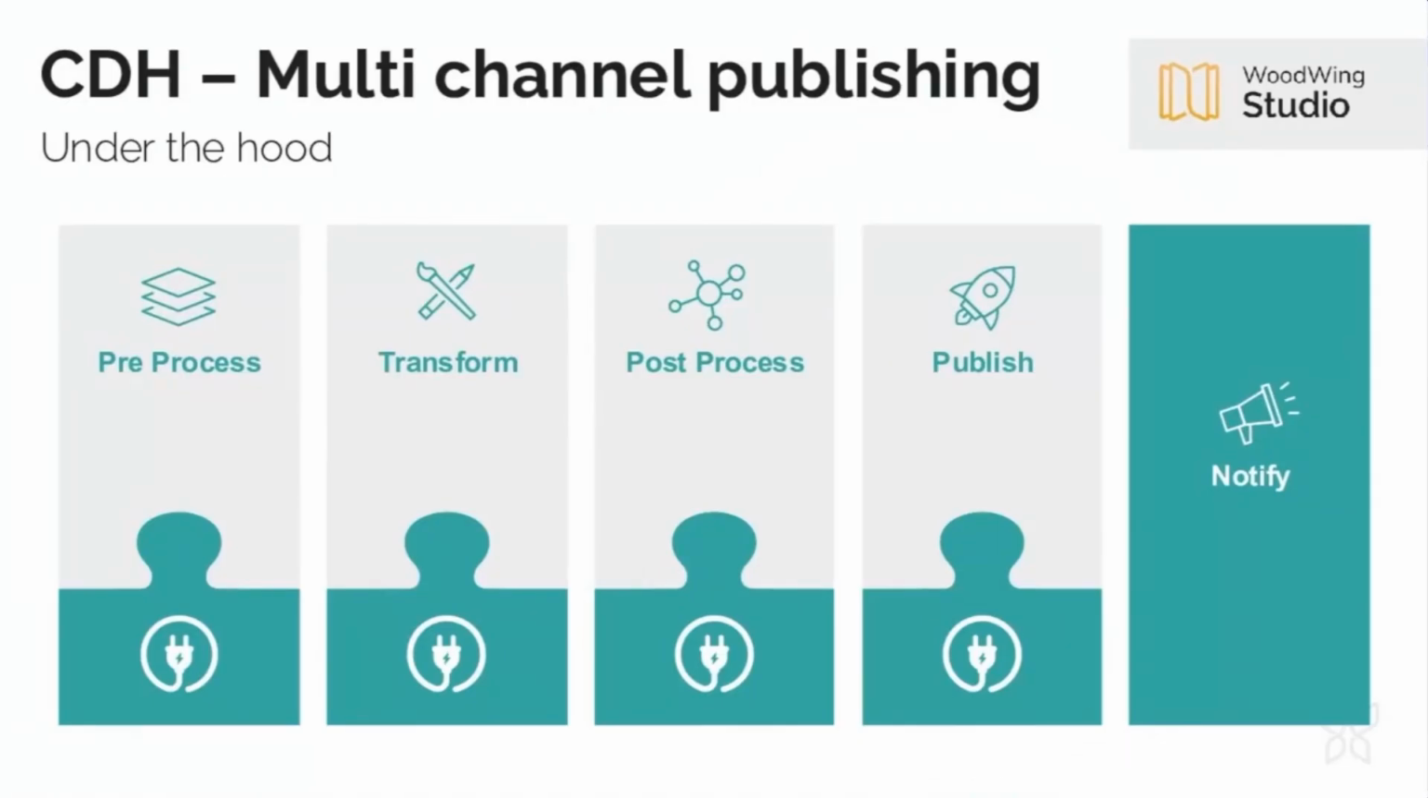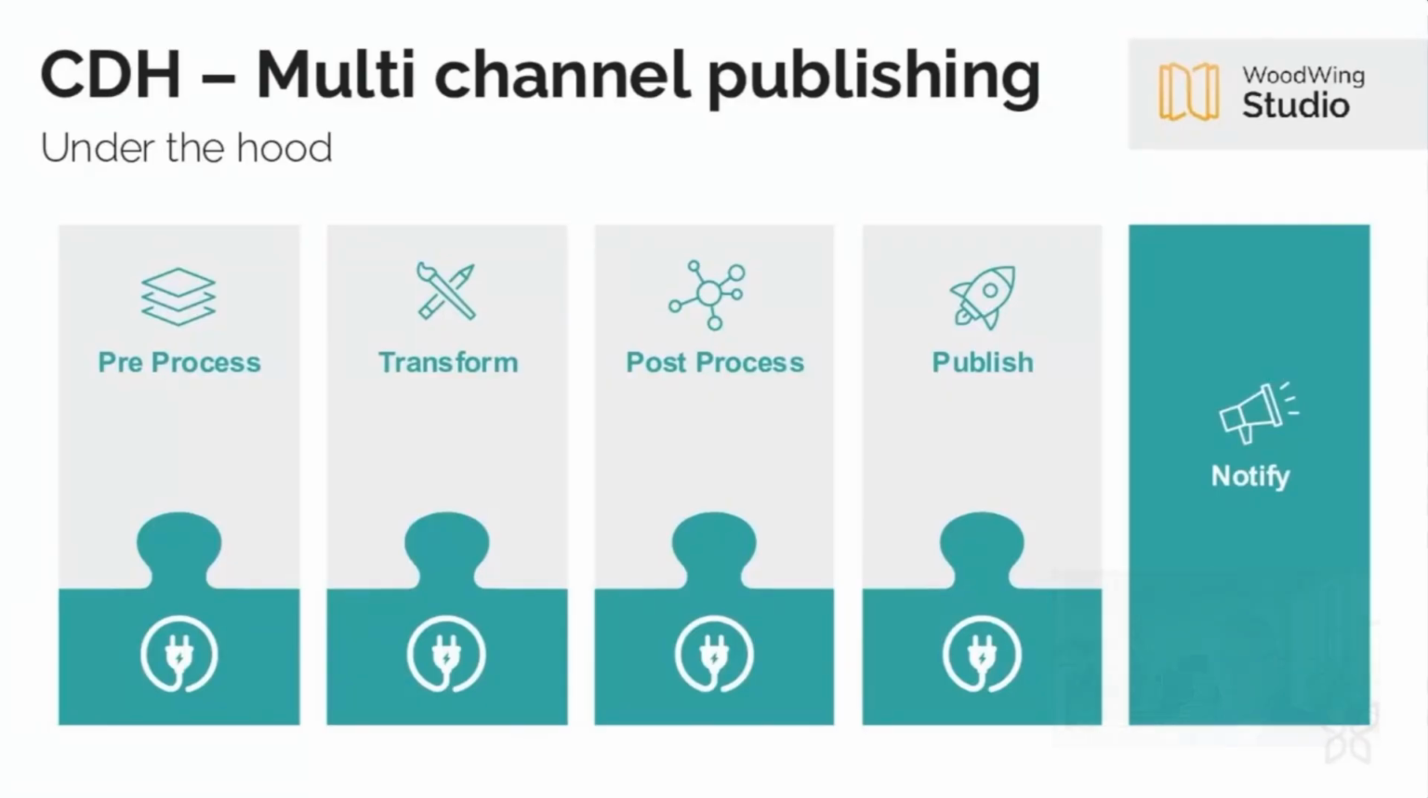The first one is pre-process. Before you export, is there anything that you want to do? Transform: how you then want to change that article. Post-process: what do you want to do after you've transformed that article. And then publish: where do you want to publish it? At the very end of that, we have notify, keeping the users informed about what's just happened, where it has gone, and whether there were any problems along the way.